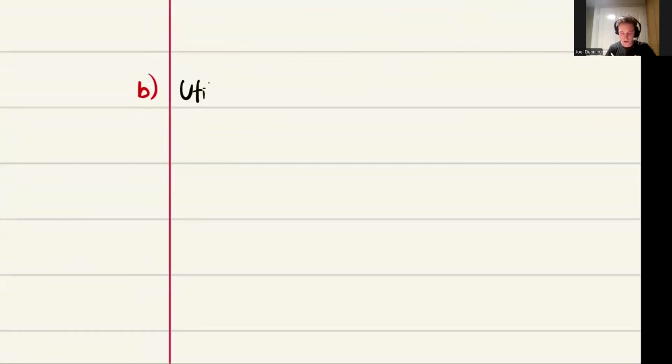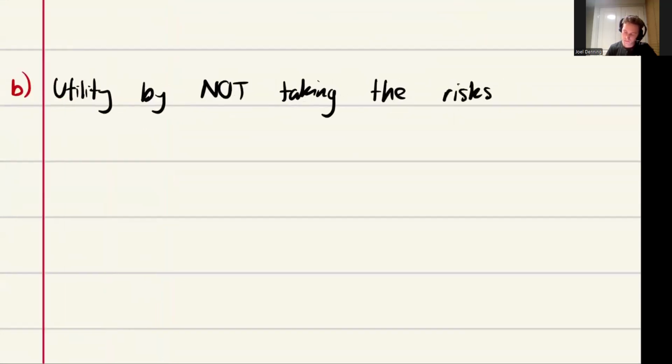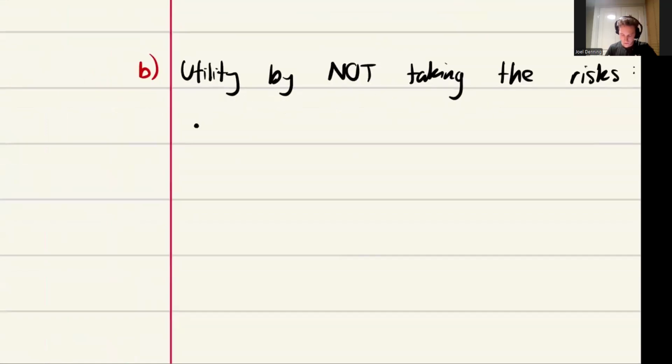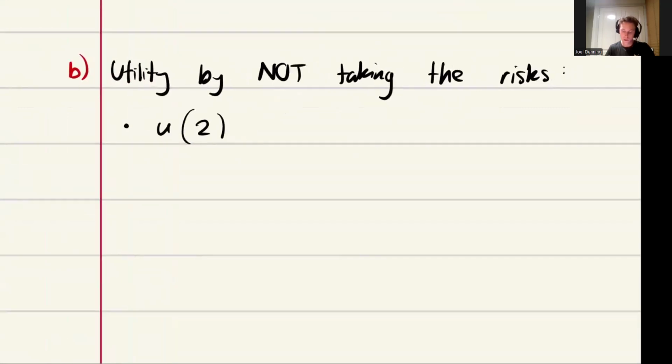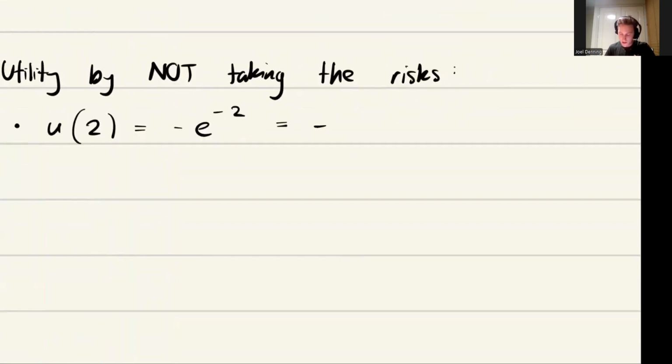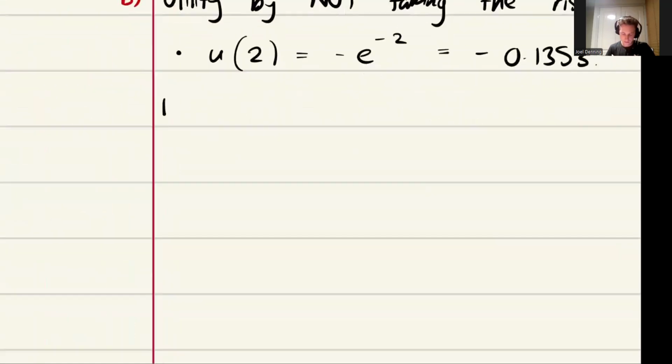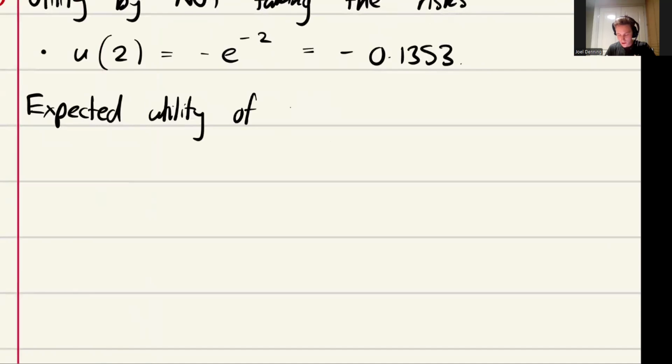All right, so firstly, our utility by not taking the risks. That's just going to be equal to U of W, right? Our initial wealth, which was 2. So that's equal to negative e to the negative 2. Plug that in your calculator, negative 0.1353. Okay, and then the expected utility of taking on the risks.